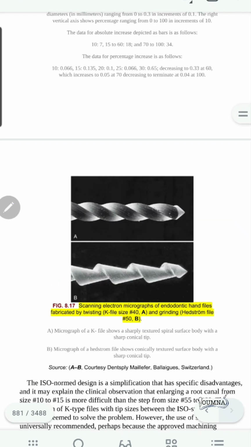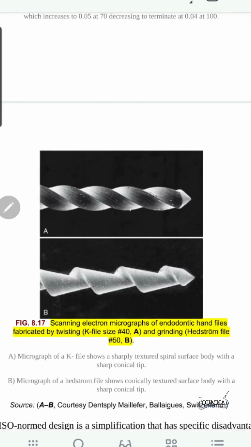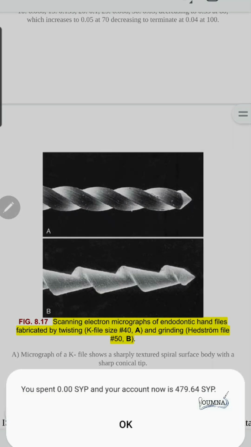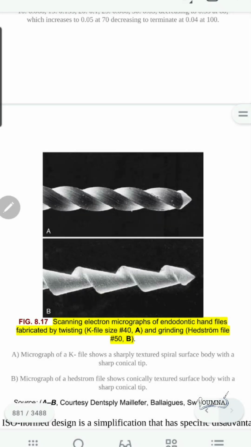The famous K files and the Hedstrom files that are used for manual preparations have two different shapes. We know that the K files are spiraled, and the Hedstrom are grinding.